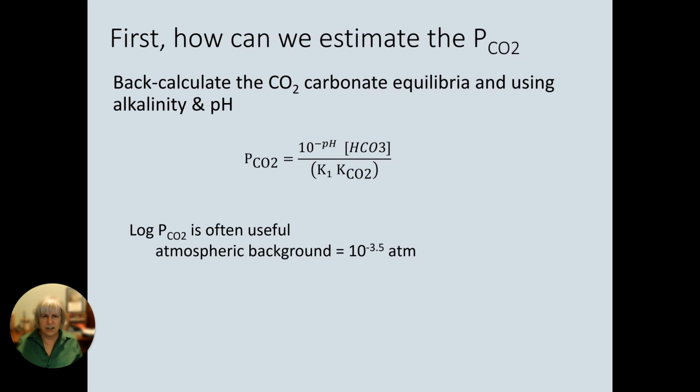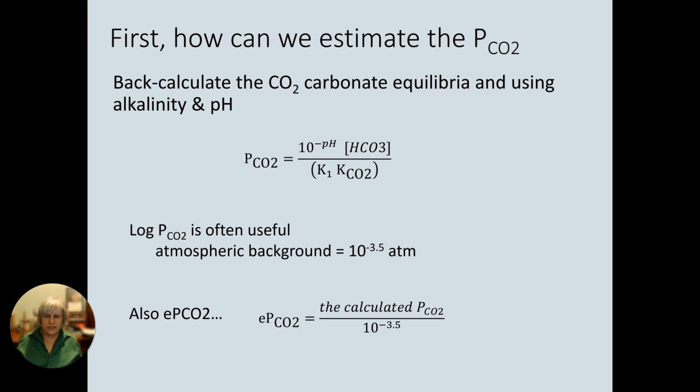Log PCO2 is often a good way to report CO2. The CO2 number you're going to get is going to be something like 10 to the minus 2.7, which isn't really all that helpful a number as far as intuitively understanding what it means. So we're typically going to report these as a log value. The atmospheric background, that is the concentration of CO2 in the atmosphere before climate change really got going, is 10 to the minus 3.5 atmospheres. So the log PCO2 in the atmosphere is minus 3.5.